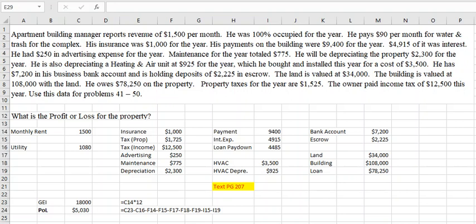There's a remaining note balance of $78,250. Property taxes are $1,525 for the year, and the owner paid a separate income tax of $12,500. So what is our profit and loss?